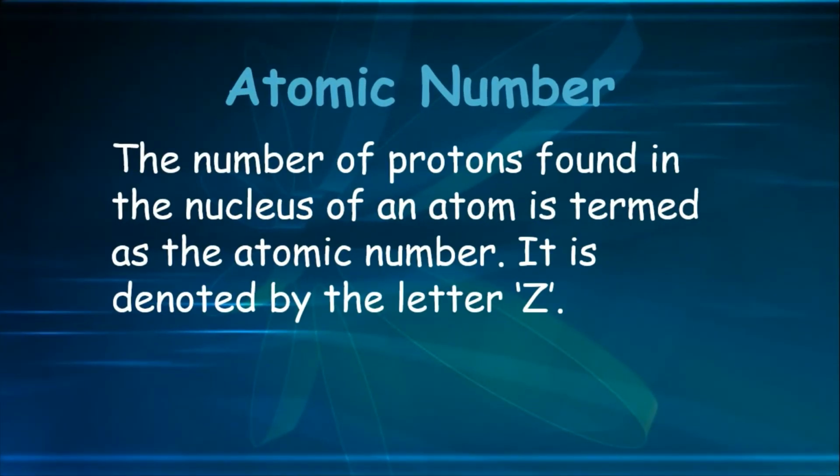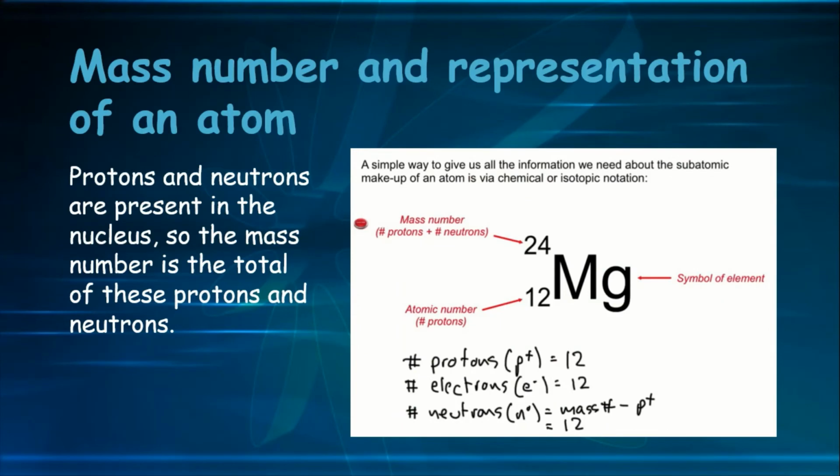Atomic number. The number of protons found in the nucleus of an atom is termed as the atomic number. It is denoted by the letter Z. Mass number and representation of an atom. Protons and neutrons are present in the nucleus, so the mass number is the total of these protons and neutrons.